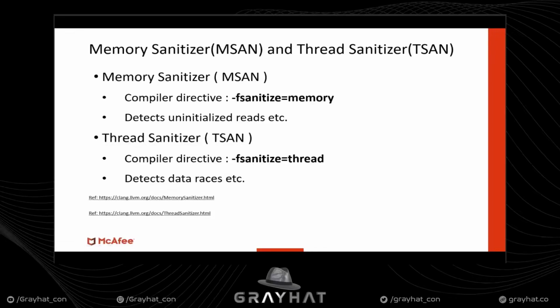If you want to compile your program using thread sanitizer, then you can use the compile directive -fsanitize=thread. Thread sanitizer will mostly detect data races inside the various threads, etc. If you want to know more details about sanitizers, you can go to the following reference link, and that will give you more details. Since we don't have much time, we will not be going into much detail on the sanitizers.